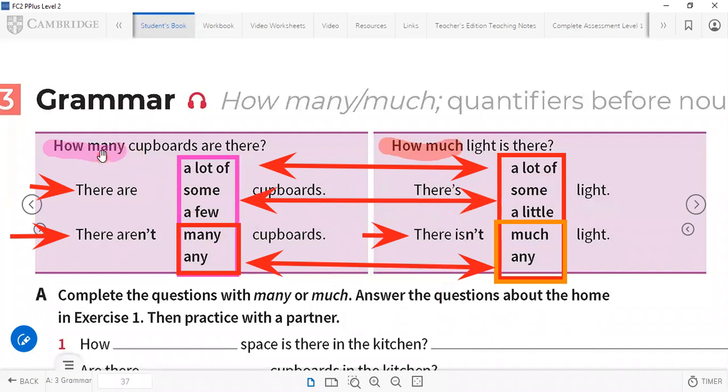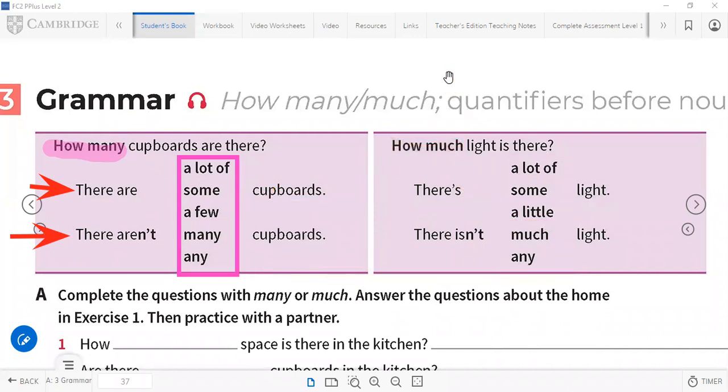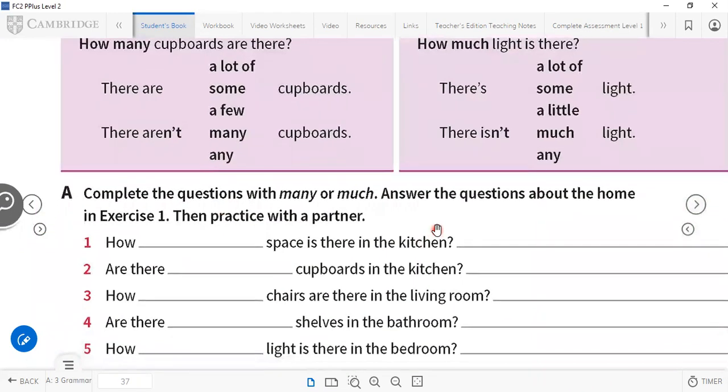When they ask you about how many, you can answer also using many, but in negative, right? En la forma negativa usamos también el many, si te preguntan con many. If someone asks you using much, you can also answer in negative using much. And that's the point here. Okay, so in this part, we have to move on. With this information, we can complete this part, all right?